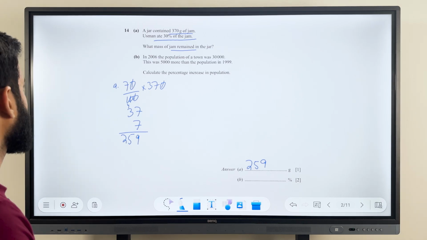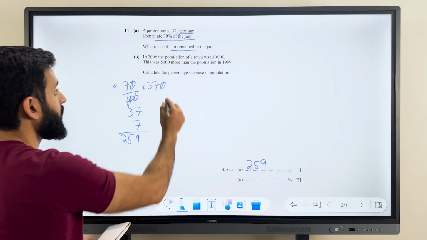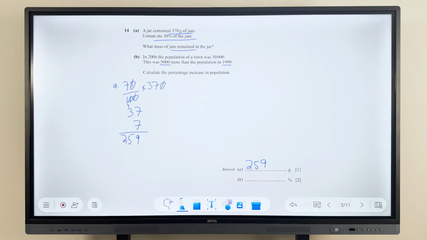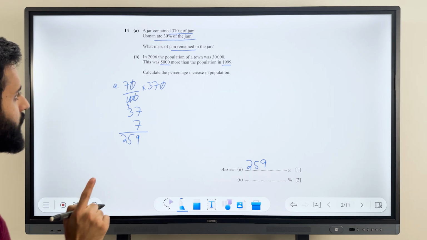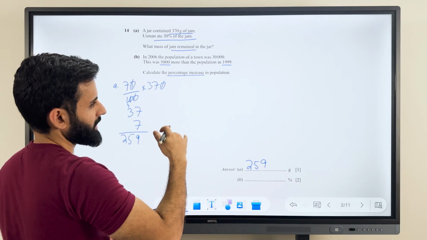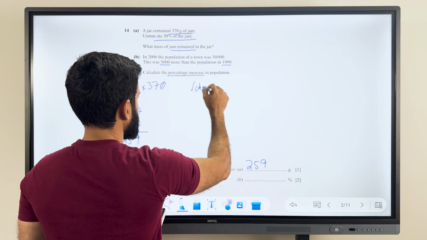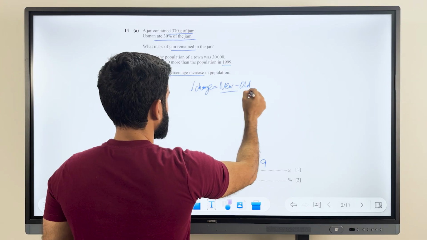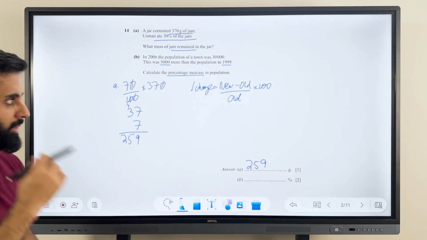Now, part B. In 2006, the population of a town was 30,000. This was 5,000 more than the population in 1999. Calculate the percentage increase in population. Okay. Now, percentage increase or percentage change or percentage decrease is always done the same way. So percentage change is equal to new minus old upon old into 100. Okay, that's a very important formula which you must remember.